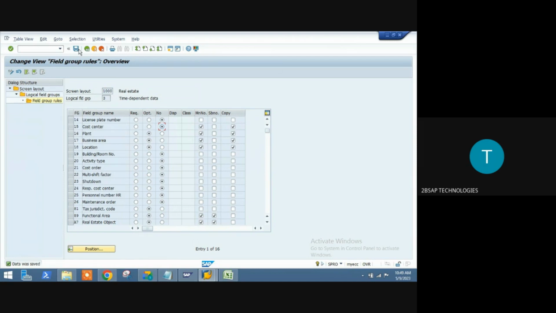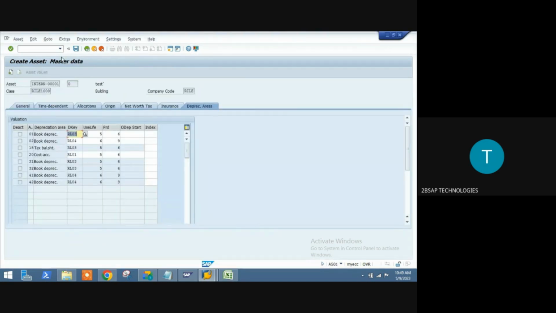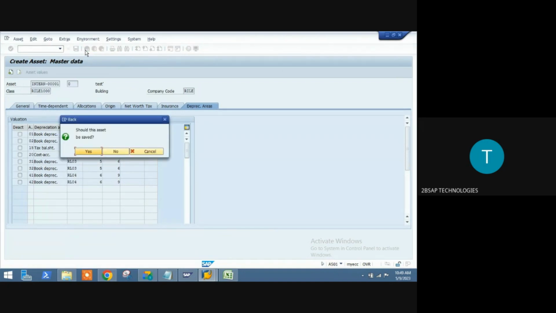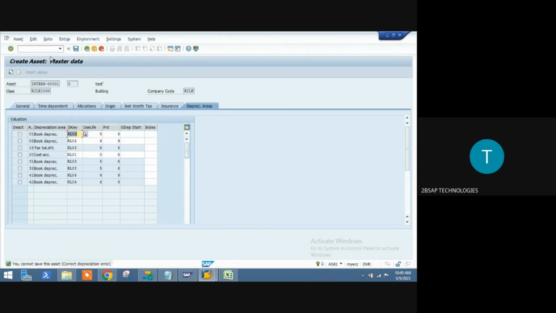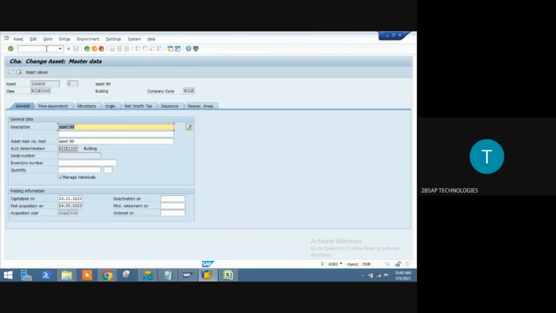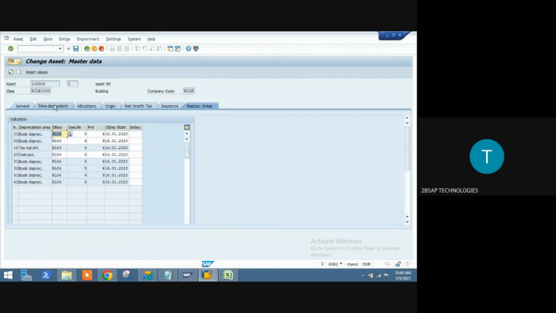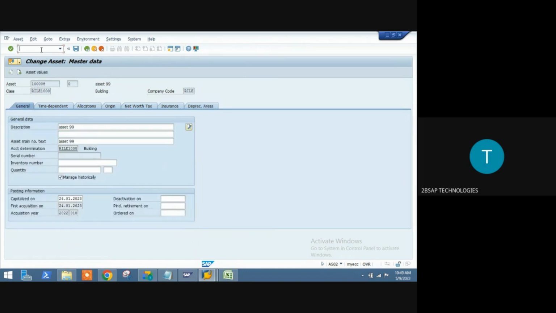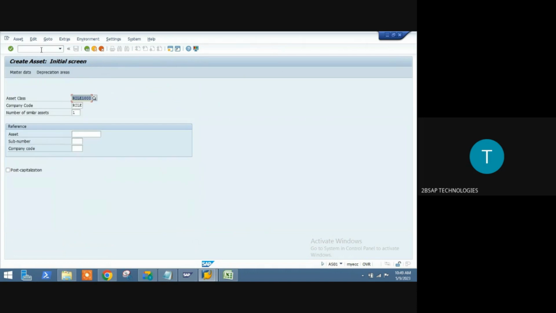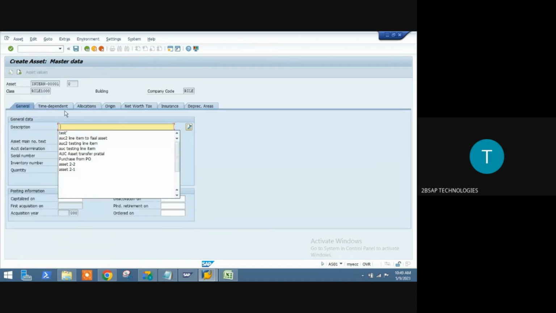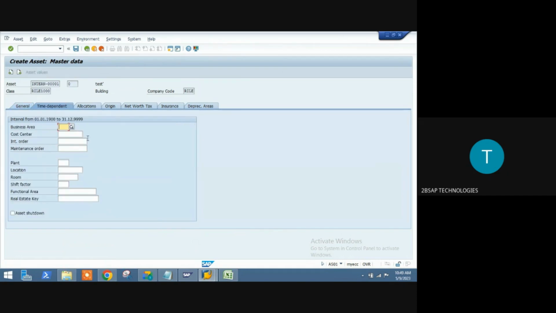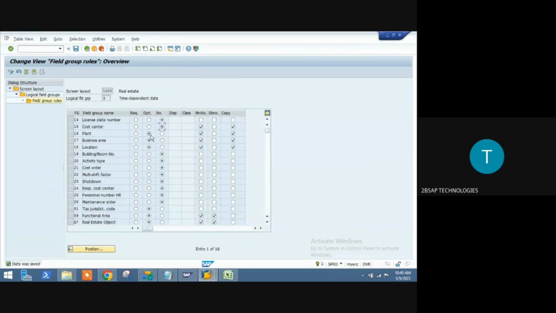Okay, suppress, no, everything same. Here we have given cost center. This is not the correct rule, sir.